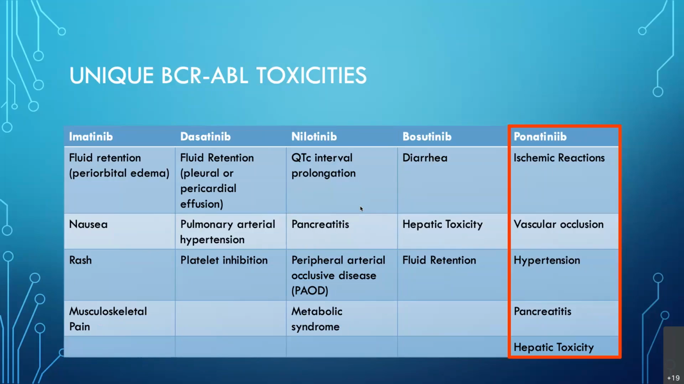And then ponatinib is reserved for only patients where no other agent would really have efficacy because of its various black box warnings and the severe toxicity that can be associated with that agent. And so those include ischemic reactions like heart attack and stroke, vascular occlusion, and then pancreatitis, hypertension, and hepatic toxicity.